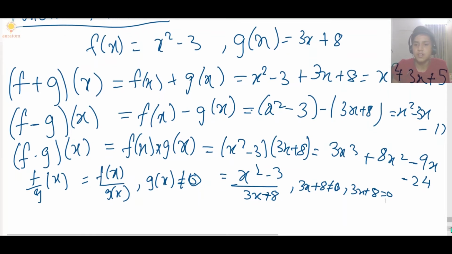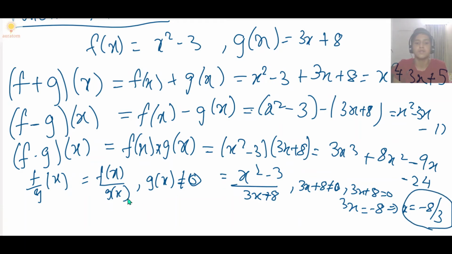So when is 3x plus 8 going to be 0? It's going to be 3x equals minus 8, which means x equals minus 8 by 3, right? So when x is minus 8 by 3, this term is going to be 0. That means g of x is going to be 0. We don't want that, right? So we should exclude this value of x from the domain of g of x.